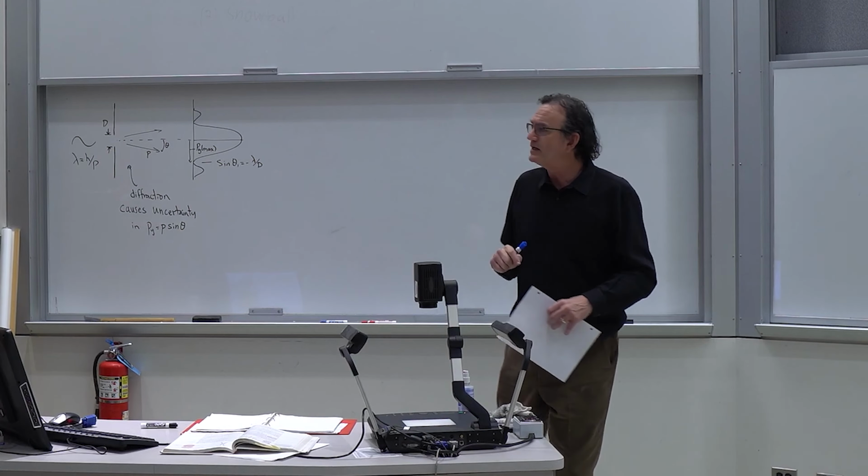Now, because we normally deal with RMS errors instead of maximum errors, if I were to do this in terms of RMS errors, I get delta y RMS times delta p sub y RMS is equal to h over 2 pi. Okay? So it's actually smaller, all right? Because RMS errors are smaller than maximum errors.